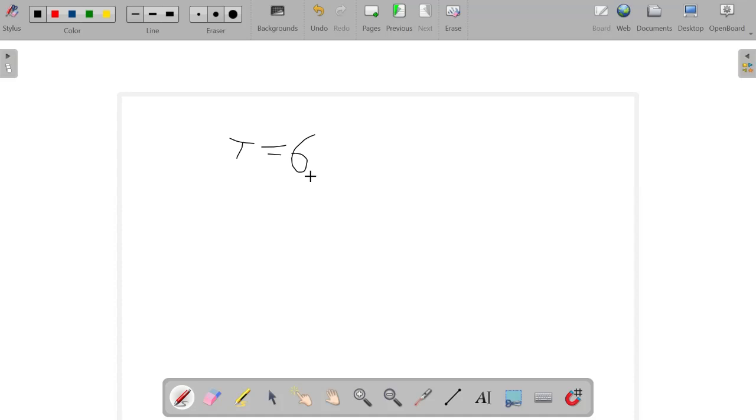And it has a total energy of E, okay? So E is its total energy. Yeah, so E is the total energy. What is its kinetic energy at t equals 1 second?